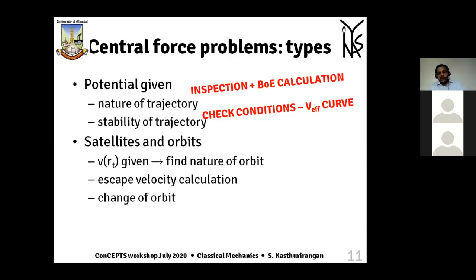Another class of problems, which is a subclass of central force problems, is questions about satellites and their orbits, etc. Again, the nature of the orbit is same as nature of trajectory, what we discussed earlier. You can do it by inspection, or you can check the conditions on the effective potential curve, and most of the time this can be worked out.